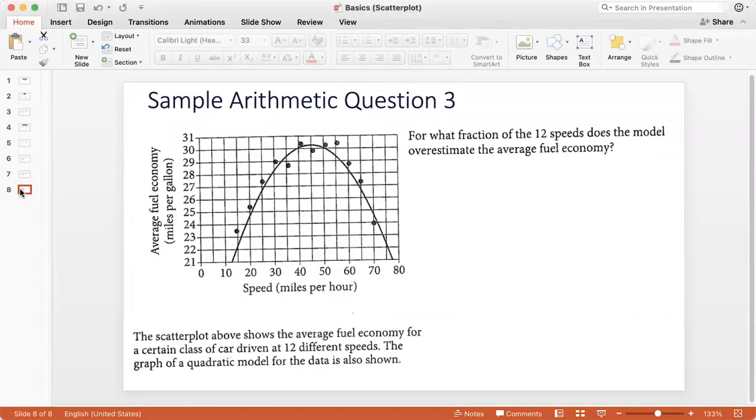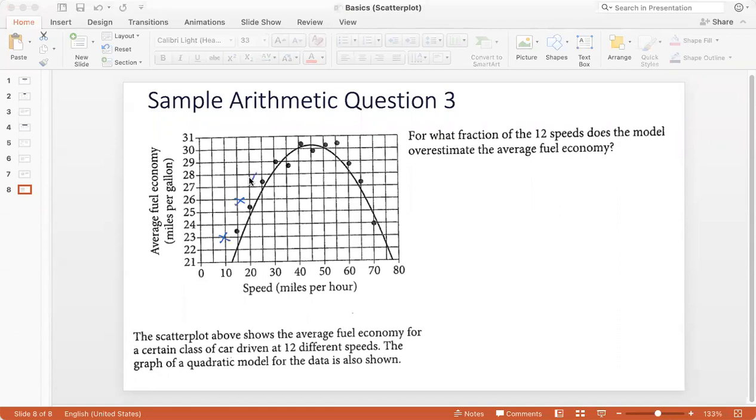Okay. This is a parabolic scatterplot. It shows the average fuel economy for a certain class of cars driven at 12 different speeds. The graph of the model is shown. For what fraction of the 12 speeds does the model overestimate the average fuel economy? Overestimate is to say that the model predicts a value which is greater than the actual value, right? Which means that the model is above the actual value. So start with this point. This point, the model is below, so this can't be considered.